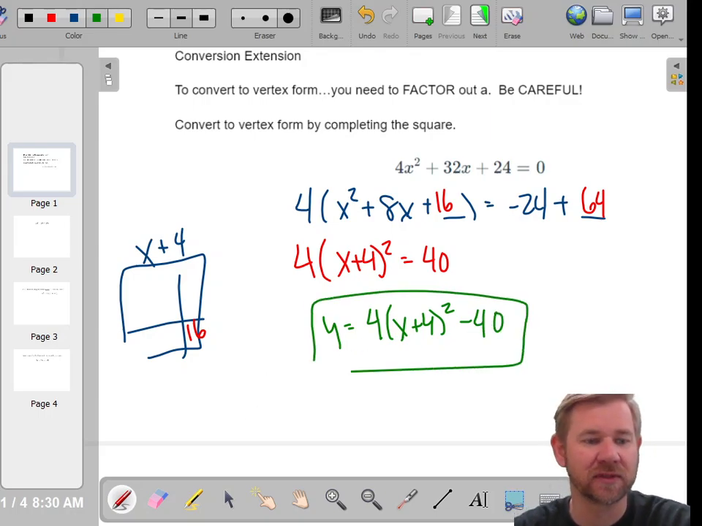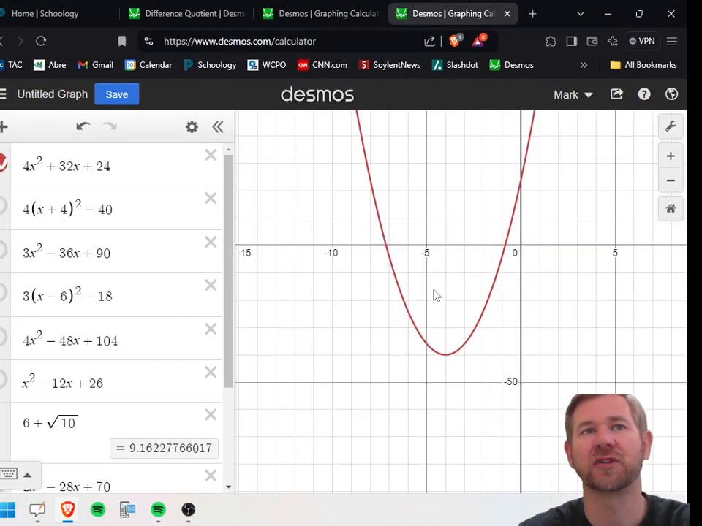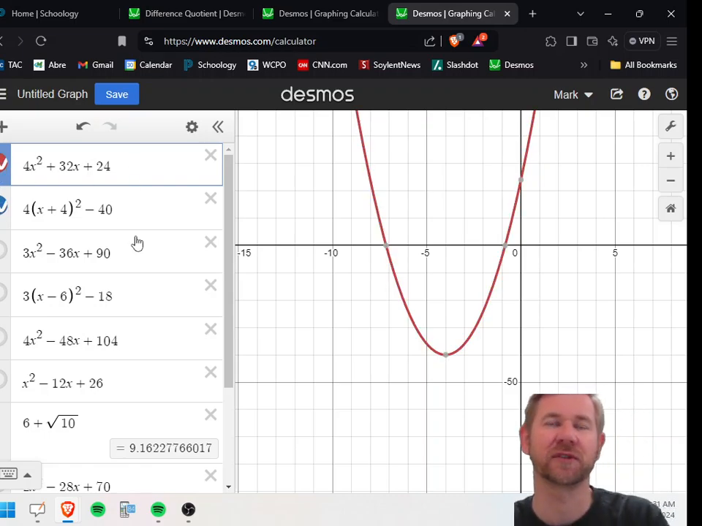I think I have this in Desmos. We've got 4x squared plus 32x. Is that this one right here? Yeah, okay, right here. You've got 4x squared plus 32x plus 24. There's your quadratic, and you can see the vertex is at (-4, -40). And if I graph this one, they're on top of each other. So I know I did it right because they're in the same place. So it's the same quadratic, but it's in two different forms.